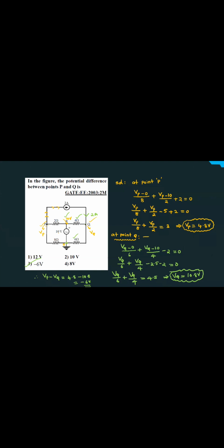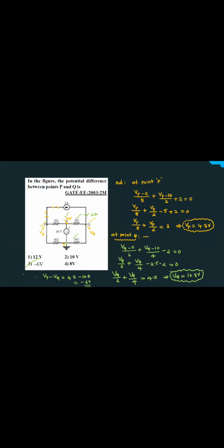Next. See one more problem. This is also a GATE question. In the figure, the value of R is. This is a GATE Electrical 2003 2 marks question. But in 2003 two sessions were conducted, that's why it is a different session.